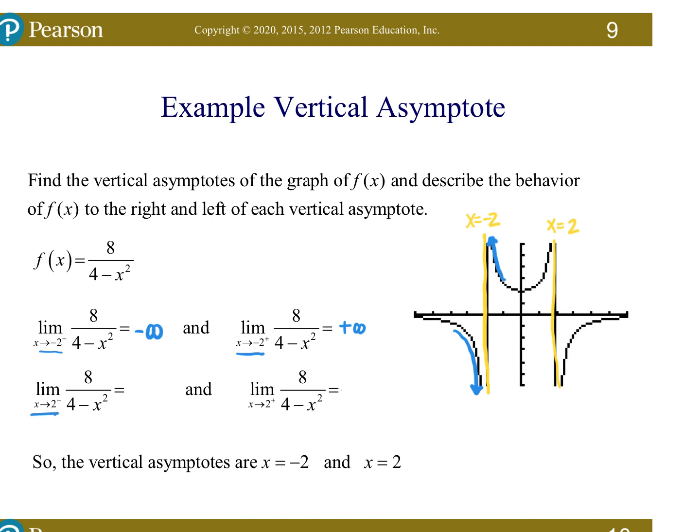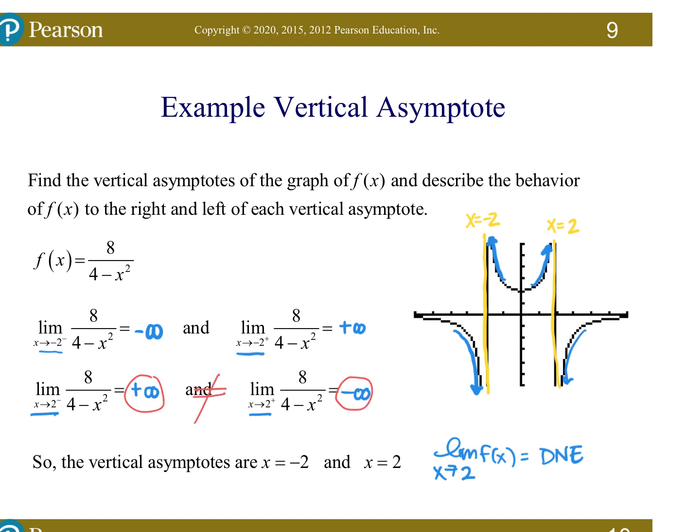Positive 2 from the left-hand side, that's here, and that's also positive infinity. And then 2 from the right, that is heading down, so negative infinity. And what if it didn't have right or left? What if it said x approaches 2, and it didn't have a plus and it didn't have a minus? Well, then we have to say it does not exist, because approaching 2 from the left is positive infinity, approaching 2 from the right is negative infinity.